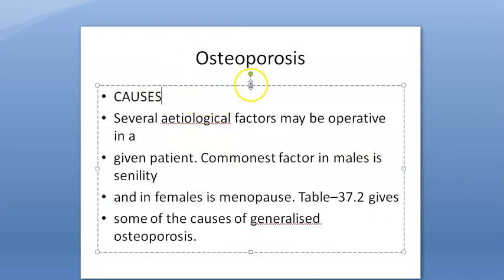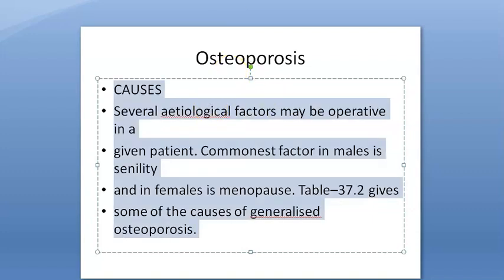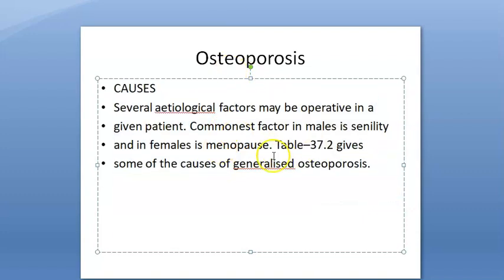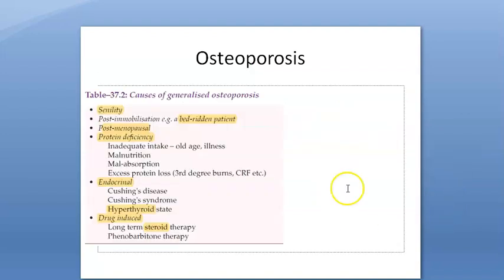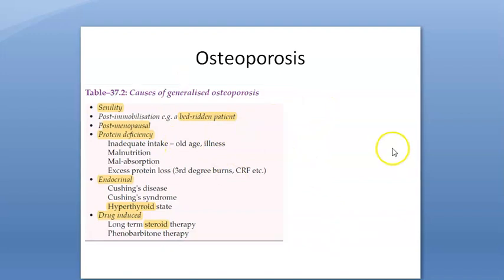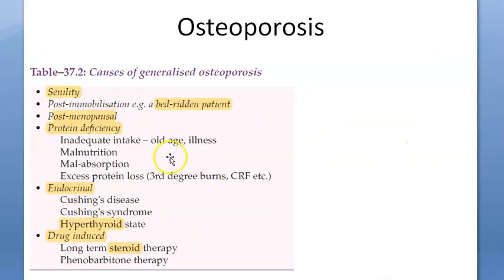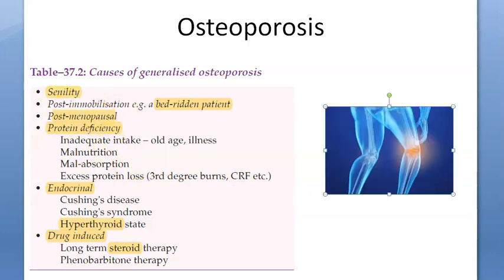What are the causes now? We have to look at the causes. There's a whole table here. Basically, for men it is old age, and for women it is menopause. So let us look at all the causes of generalized osteoporosis. Here is the table. Senility: for men it is because of old age. For women, postmenopause.